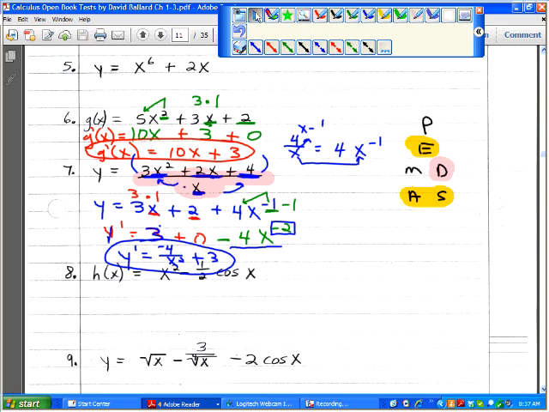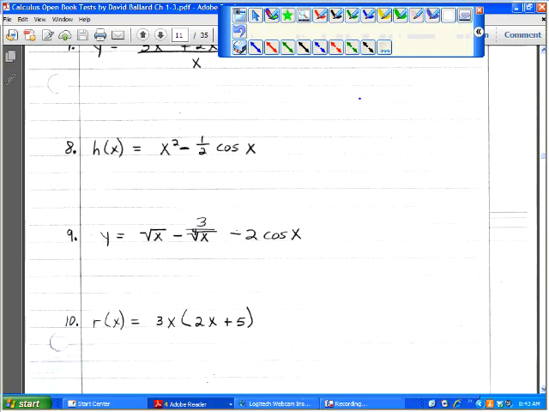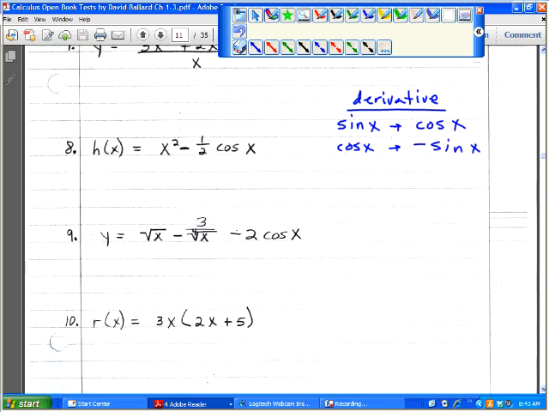Now, don't forget that we also learned how to find the derivative of sine and cosine. We said that the derivative of sine x is cosine x. We said that the derivative of cosine x is negative sine x. And we haven't learned about the derivative of tangent or cotangent or secant or cosecant. We've only learned those two so far. Okay? So we need to remember that.